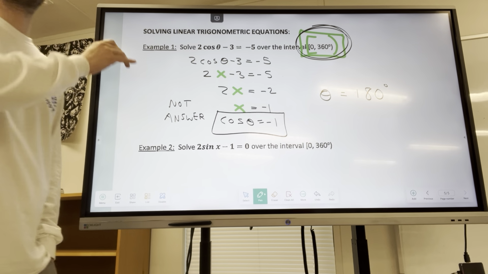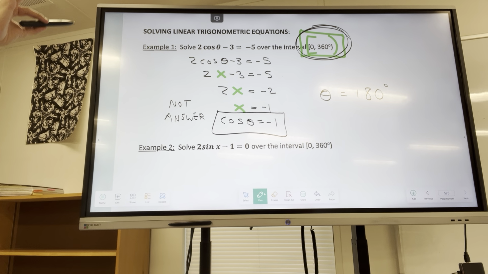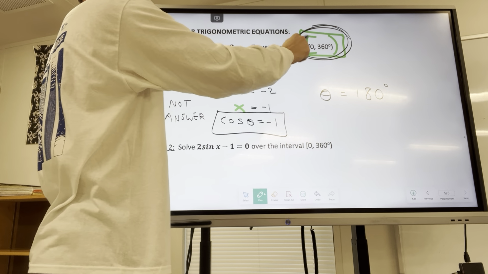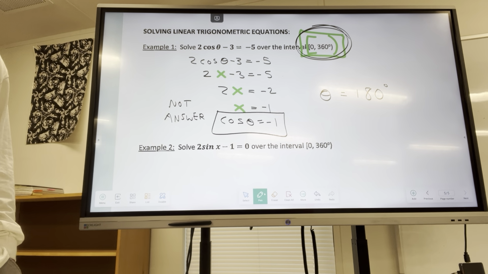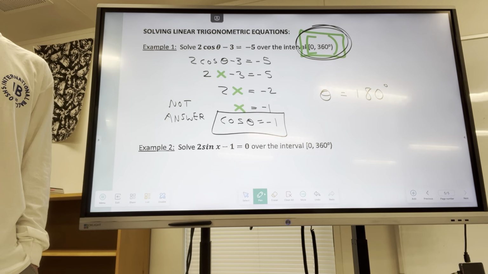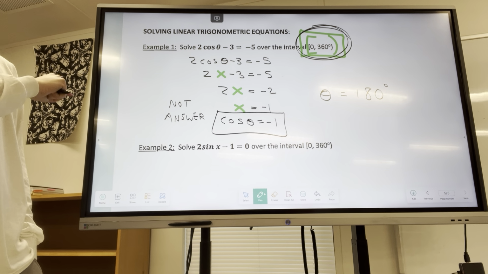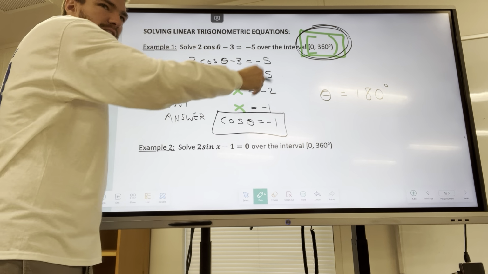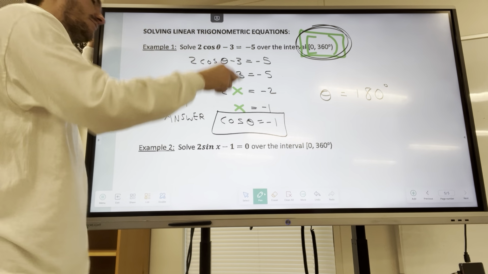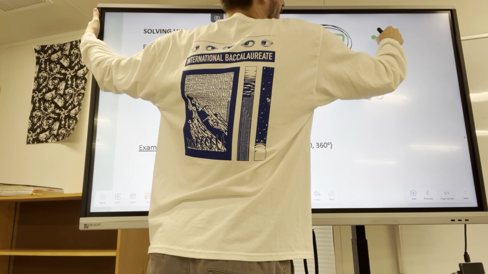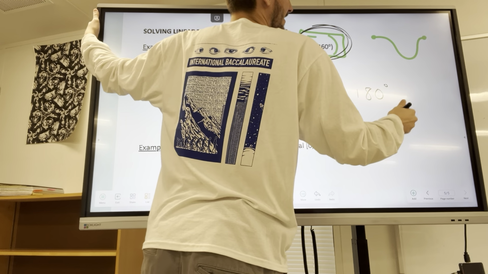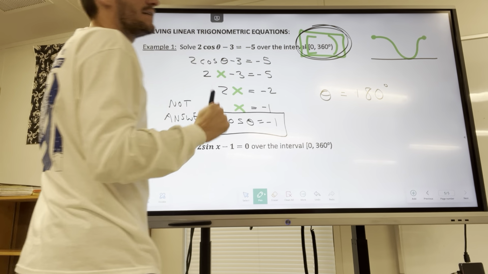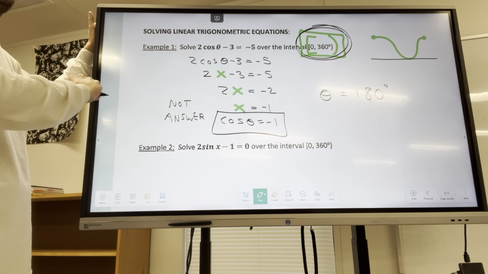Now, we saw the graph before. Technically, there's an infinite number of these answers, but we only want the answers between 0 and 360. Is there only one answer for this question? For this question, yes, there would be. Now, if it didn't say from 0 to 360, it would be infinite answers. But because it says 0 to 360, remember your graph for cosine looks like this, and it is only -1 one time at 180, right in the middle.